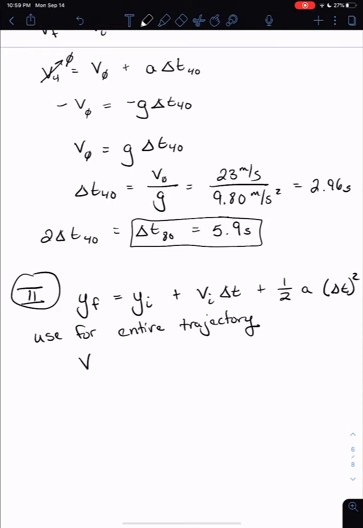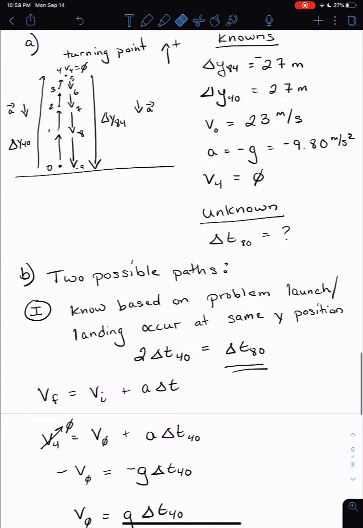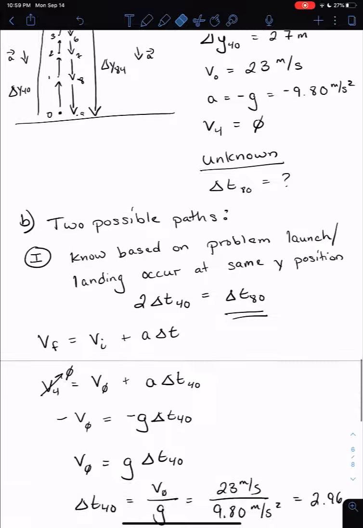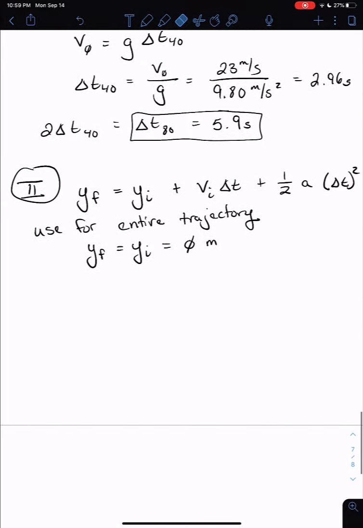Which means that my final position is going to be equal to my initial position, which is also going to be equal to 0, because they started and ended at exactly the same y position. So it went up and went back down, but it landed at the same y position that it started with. So that means I have 0 equals 0, and now I'll plug in some of these velocities.